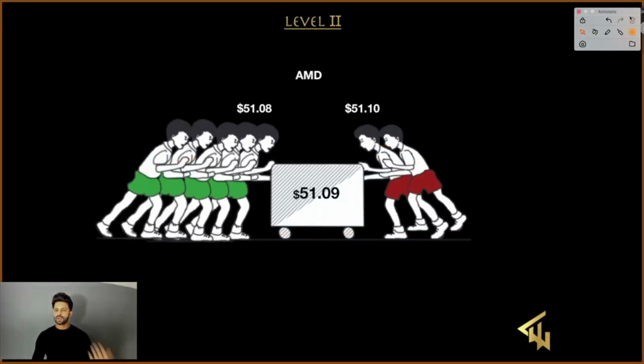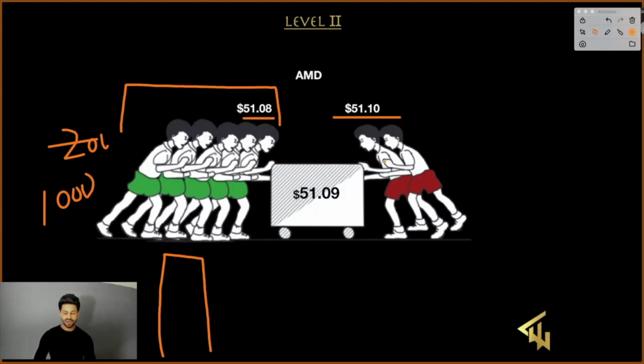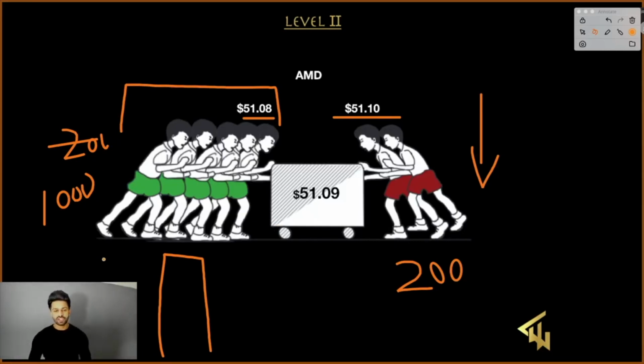Now, in scenario 2, buyers get more aggressive, right? And we see an increase in buying bid size. They go from 200 all the way up to, let's just say, 1,000. We have 1,000 buying orders coming in at $51.08, while sellers at $51.10 drop down to only 200, right? So this is a typical response: there are not enough sellers, there is more demand, buyers are much more aggressive, and they're going to push AMD stock above $51.10.